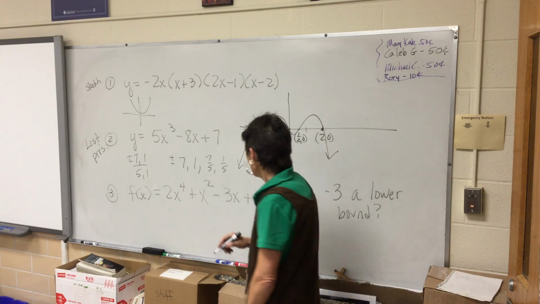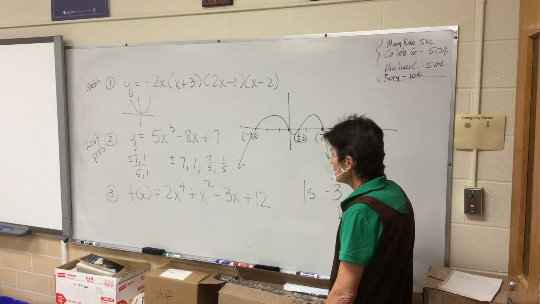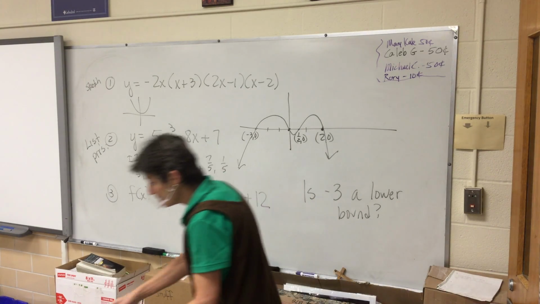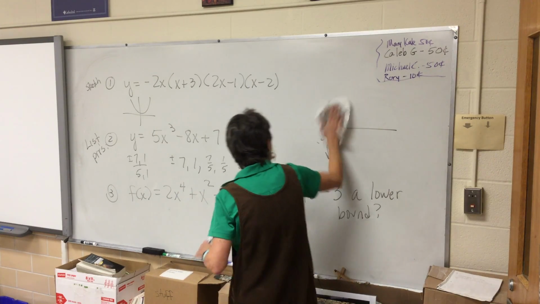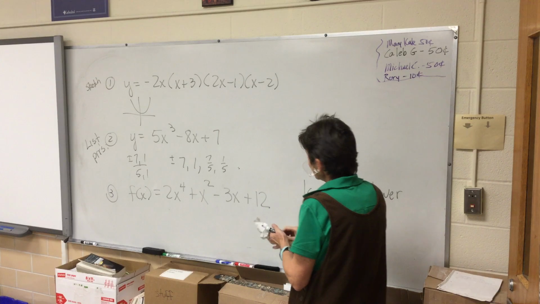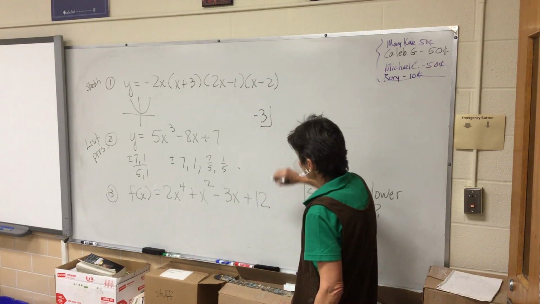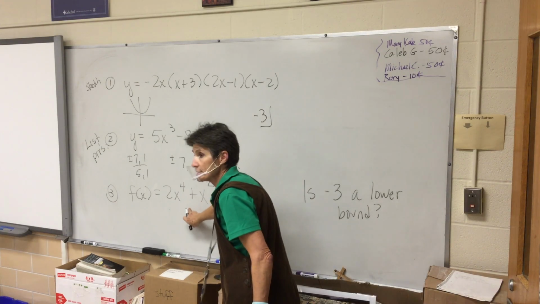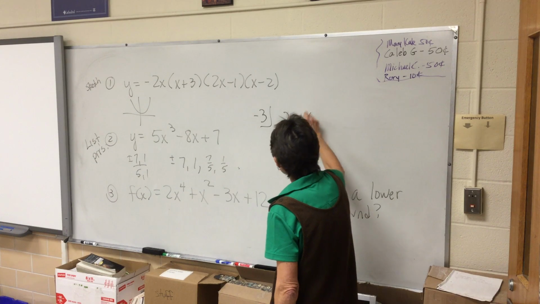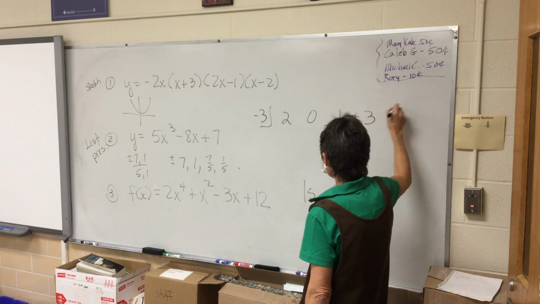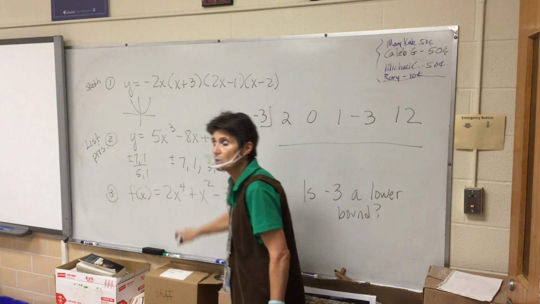Okay? And then here we want to know if -3 is a lower bound. So the way you determine that is by doing the division. You aren't checking to see if you get 0, although you might. We're going to put in -3. Did you catch there's a 0 in there? Oh, Mrs. Ford's just full of tricks today. There's a 0 in there. Why is there a 0 in there? Because there's no x cubed.